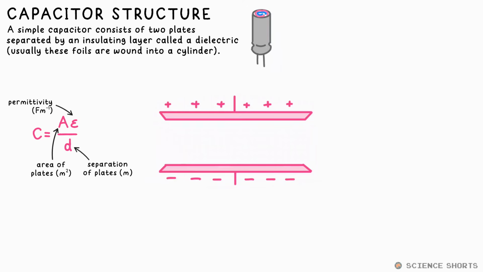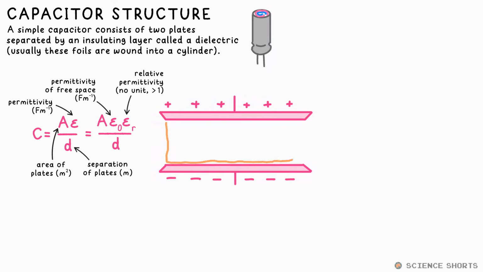This in essence is a measure of how easy it is for an electric field to be produced in the space between. If there's air or a vacuum between this, it's the permittivity of free space, epsilon 0. You're given the value in your formula sheet. If there's anything else in between, the permittivity will be greater than that of free space. So we say that the permittivity is equal to that of free space times the relative permittivity of the material, which is just a number that's greater than 1. If it's 2, then that means it's twice as good as free space.